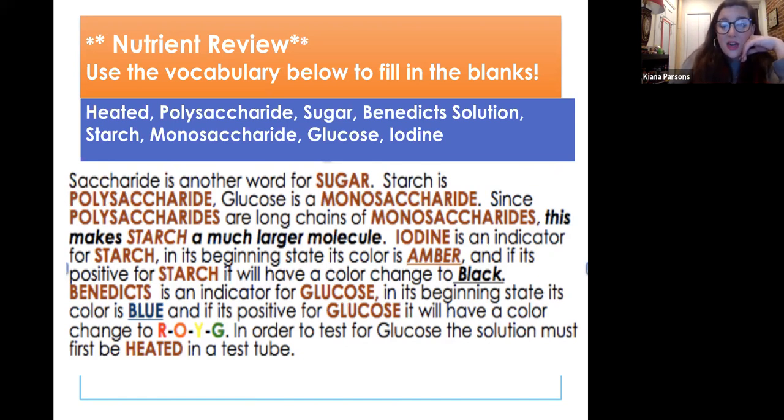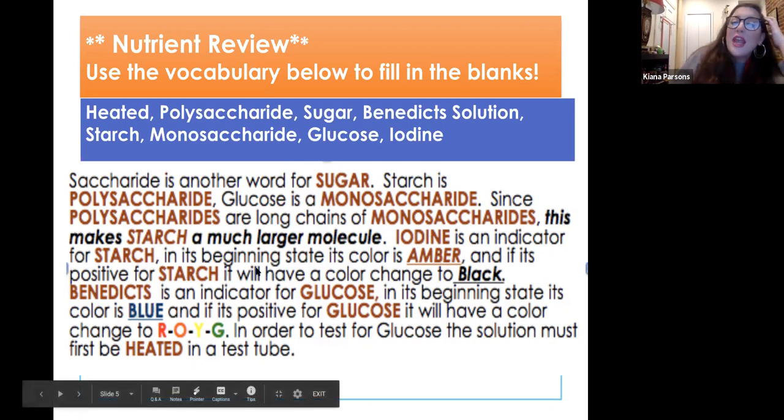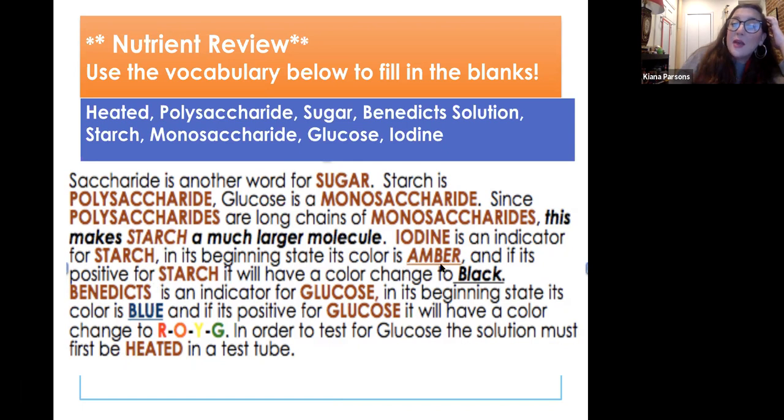Disaccharides are specifically two sugars, and they have multiple saccharides, but there are bigger sugar molecules than starch. But we are going to be examining starch here because we have an indicator for it in iodine. So iodine is an indicator for starch. In its beginning state, its color is amber. And if it's positive for starch, it will have a color change to black. We are going to see that in today's pre-lab and in the lab.